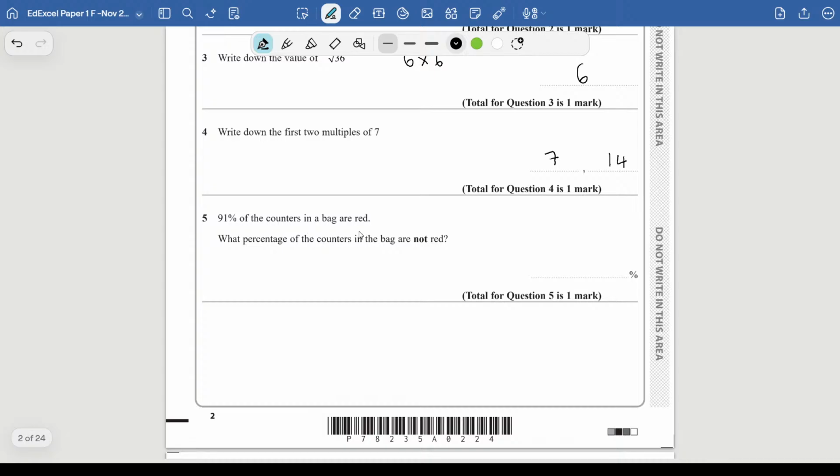91% of counters in a bag are red. What percentage of counters in the bag are not red? So how many of them are not red? You have to take away 91 from 100. So that's 9%.